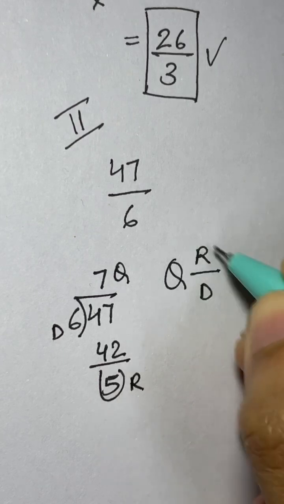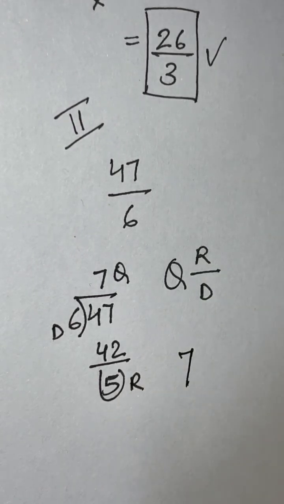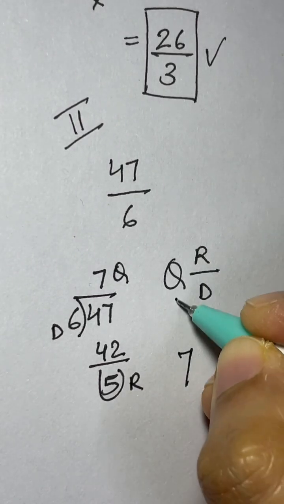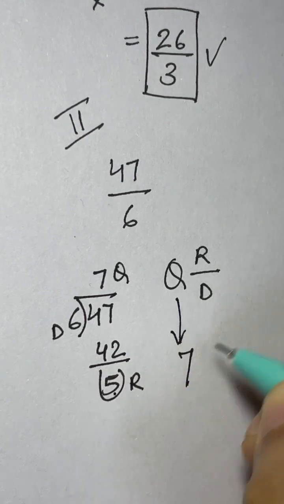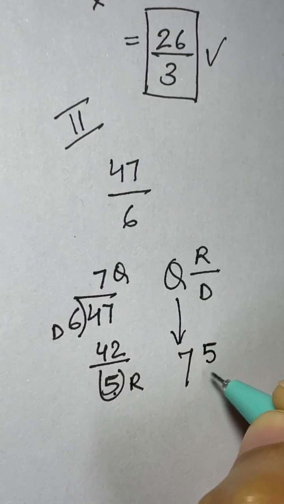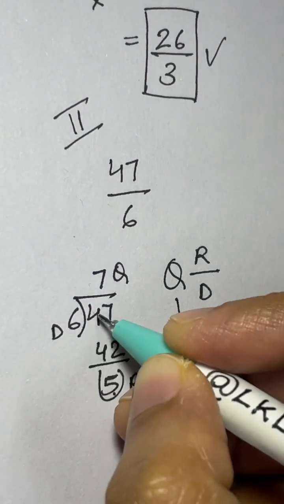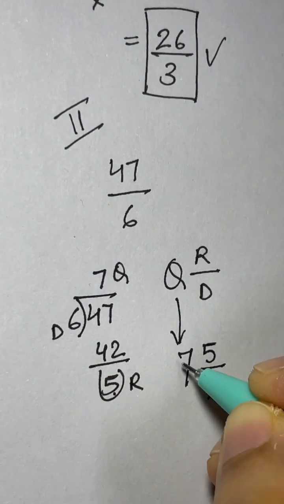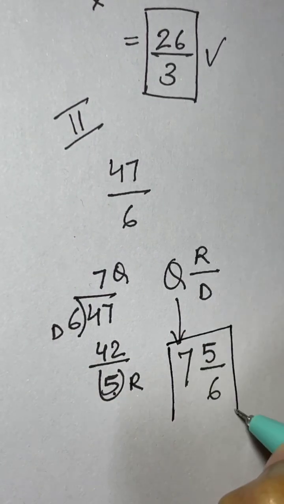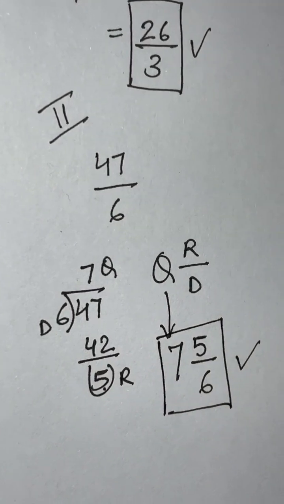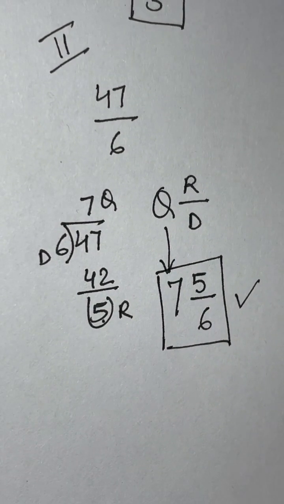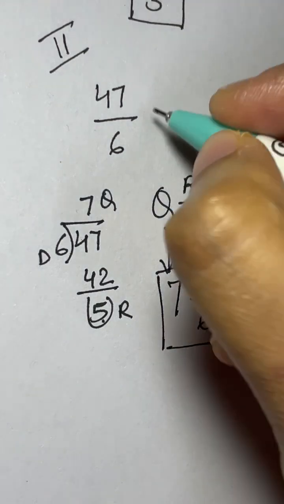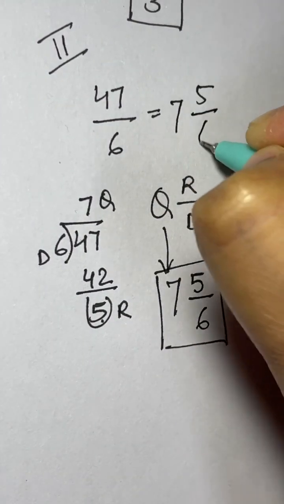So let's put it in place. You have the whole number part as 7, that's your quotient, and the remainder is 5. Let's put 5 at the top of the fraction. The divisor is 6. That's it. That is your answer, 7 and 5 over 6. This is how you convert an improper fraction to a mixed number.